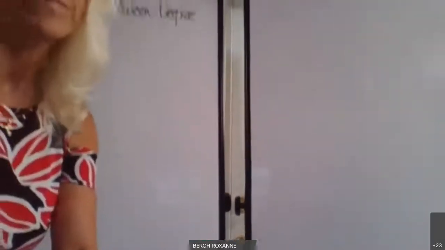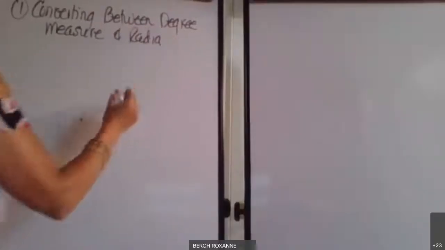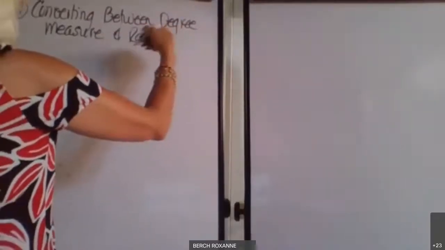All right. You guys ready to start the lesson now? So now we're going to start the lesson. We're going to do the first objective in 17.1. The first objective in 17.1 is converting between degree measure and radian measure. So those are the two ways to measure an angle, radians and degrees.